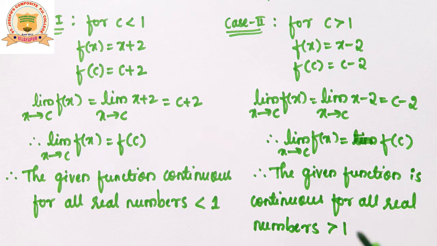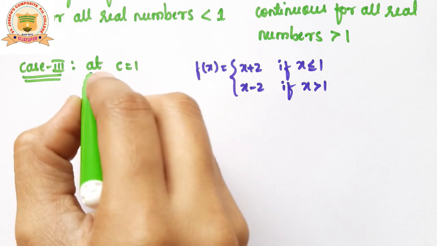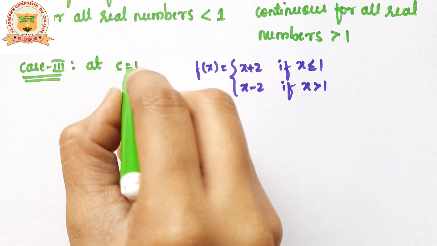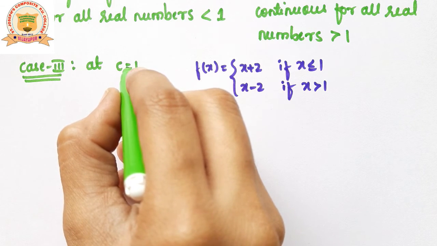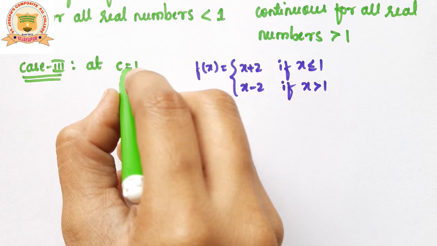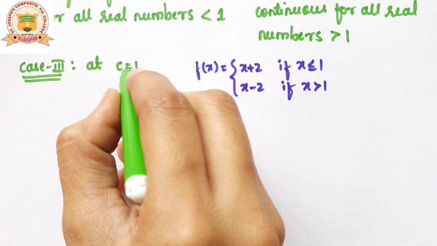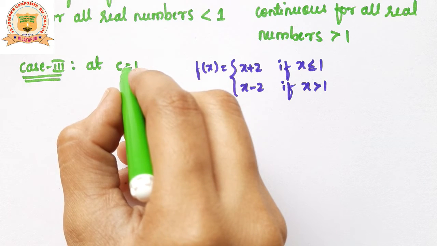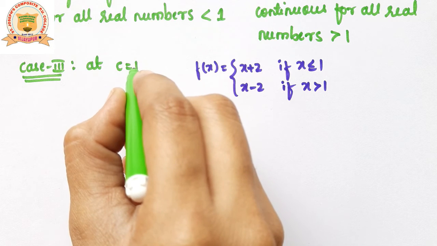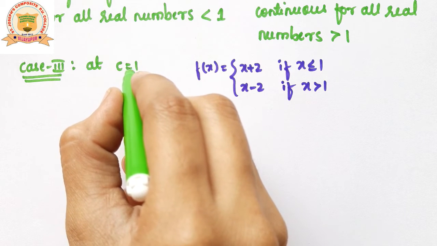The next case is for what? At x is equal to 1. Next we have case 3, at c is equal to 1. At c is equal to 1, we have to check whether the function is continuous or not. For the left side of 1 and the right side of 1, the function value is different. So we have to find the left hand limit and right hand limit at this point, x is equal to 1, or we can say c is equal to 1.